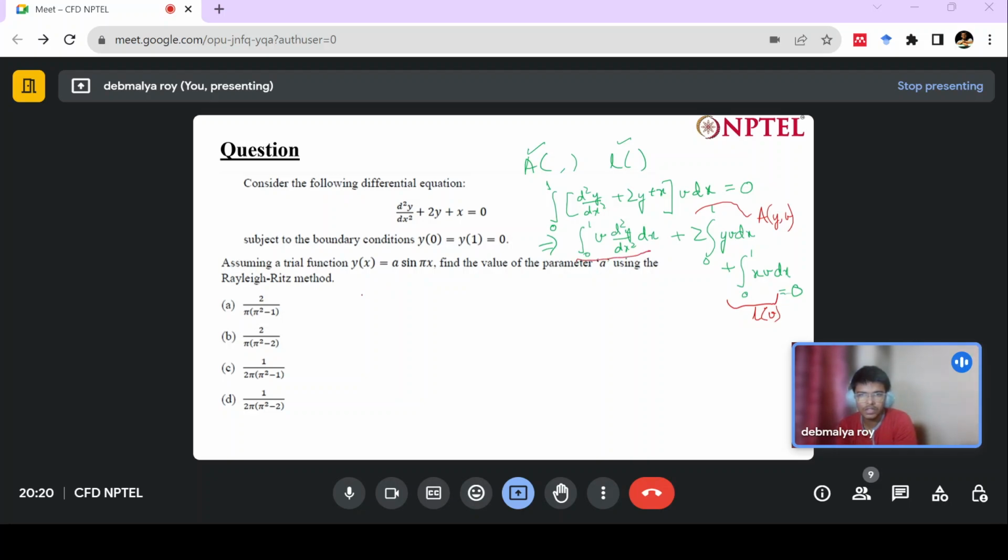For that, what can we do? We can integrate by parts. So we have v dy dx as the boundary term from 0 to 1, minus the integral from 0 to 1 of dv dx dy dx.